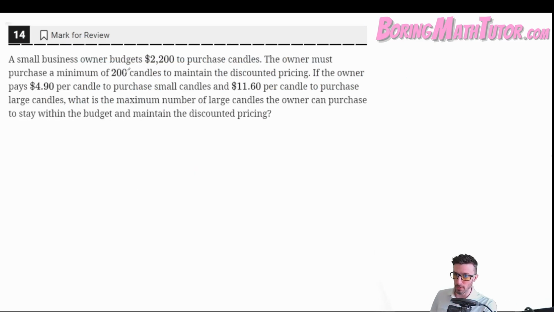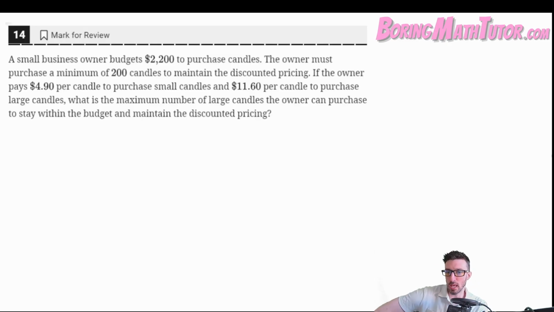All right, we've got a small business owner. He's budgeting $2,200 to purchase candles. The owner must purchase a minimum of 200 candles to maintain the discounted pricing. The owner pays $4.90 per candle for small candles, $11.60 for the large ones. What's the maximum number of large candles that the owner can purchase, stay within the budget, and maintain the discounted pricing?